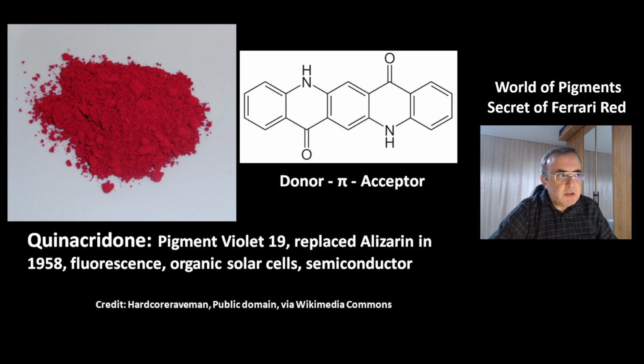Another compound, quinacridone, called pigment violet 19, replaced alizarin in 1958 and has fluorescence. For fluorescence, you need a molecule without big rotating parts. Quinacridone is used for organic cells and organic solar cells and as semiconductor. And you can again have a conjugated pi electron system. The carbonyl group is the acceptor, and the donor group is the amino group.